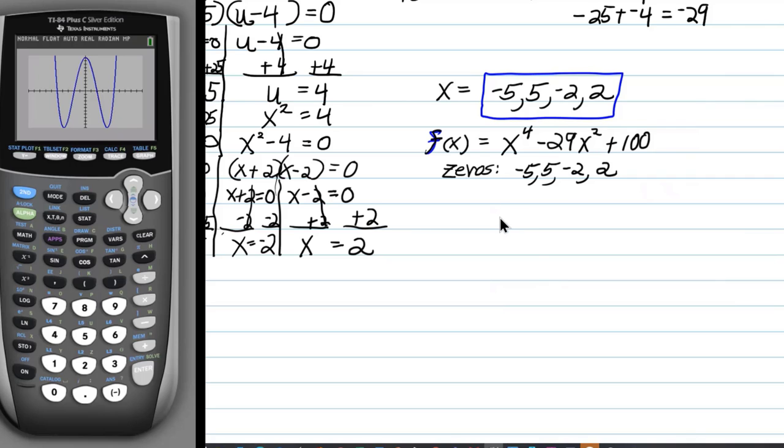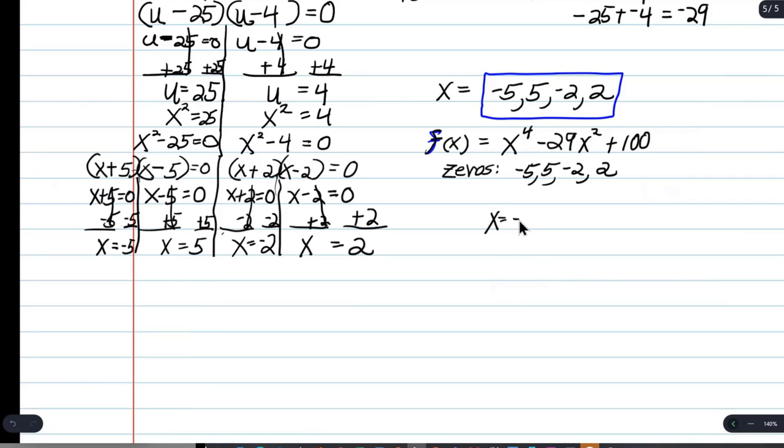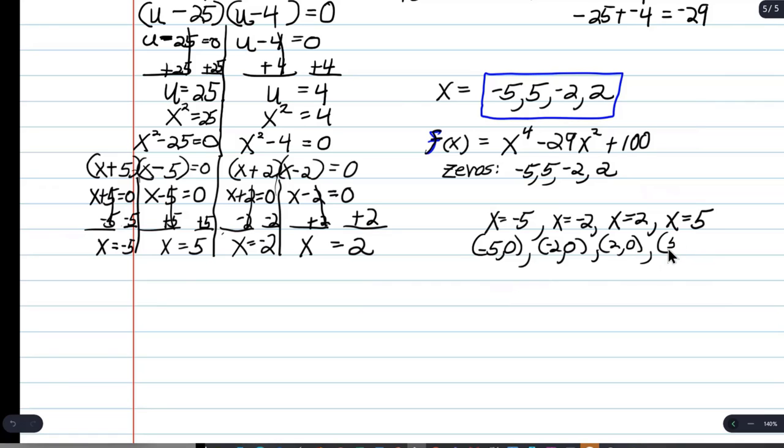So at x equals negative 5, x equals negative 2, x equals positive 2, and x equals positive 5. And the x-intercepts written as points are negative 5, 0. Negative 2, 0. 2, 0. And 5, 0.